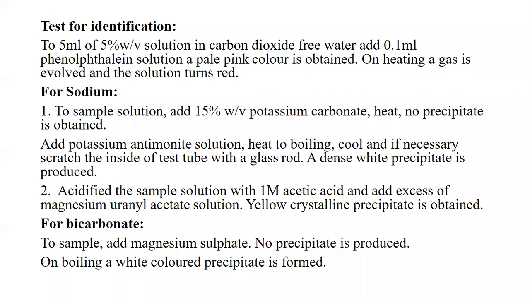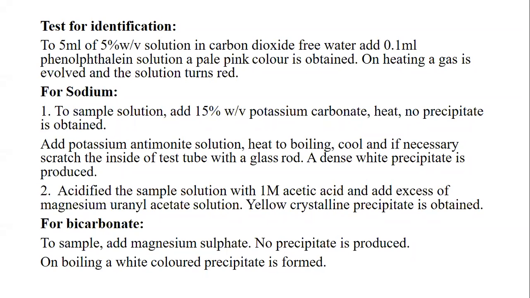But sometimes you need to initiate or trigger the reaction. That is why it is written, if necessary, scratch the inside of the test tube with a glass rod. What happens is the glass rod acts as a catalyst, or it helps in speeding up the reaction. By scratching, a dense white precipitate is produced. If you don't get a dense white precipitate even after scratching, then it is confirmed that your compound does not have a sodium ion.